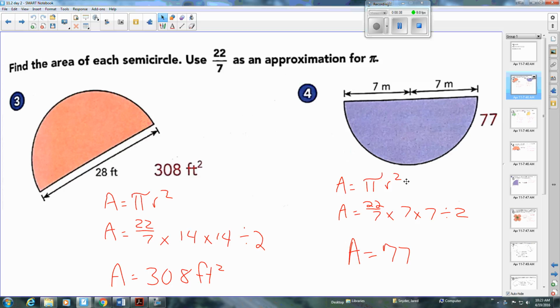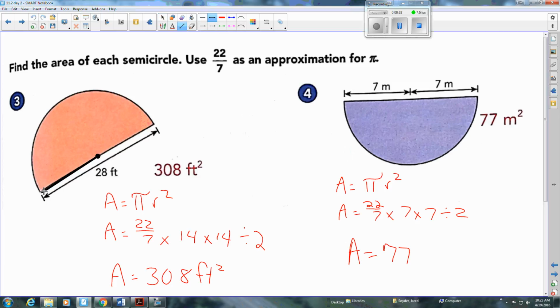Next one, same idea. The other thing that you need to look back on this one is this is 28 feet. I broke it down to 14 because you have to use a radius. And the radius this time goes from here to here, so that's really only 14 feet. It's half of the diameter. All right. This one, they were nice enough to break it up for you, so it would be 22/7 times 7 times 7 divided by 2, and you end up with 77 meters squared. Again, you have to break it in half because it's half of a circle.